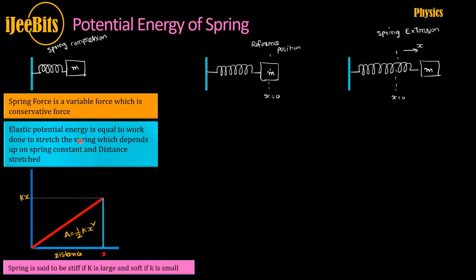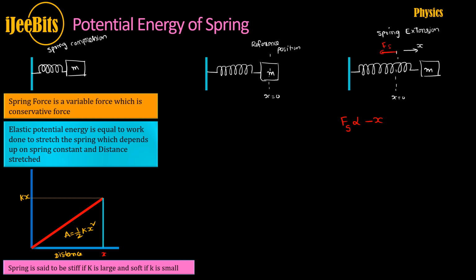So elastic potential energy is equal to the work done to stretch the spring, which depends upon two parameters, the spring constant and the distance stretched. I'm sure we know Hooke's law, right? Based on Hooke's law, F is directly proportional to minus x. F means the spring force, x is the displacement. In case of applying a force to extend the spring, the force is directly proportional to x, but the spring force Fs is in the opposite direction.